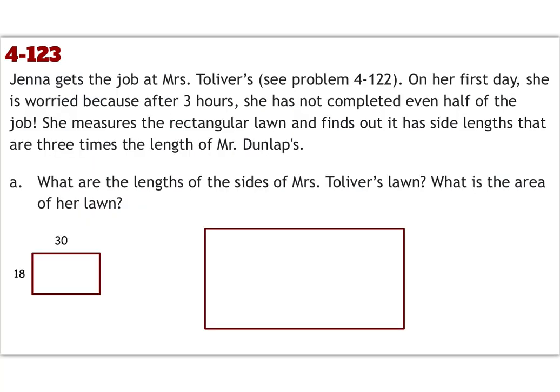Now Jenna gets the job at Mrs. Tolliver's. On her first day, she is worried because after 3 hours, she has not completed even half of the job. She measures the rectangular lawn and finds out that it has side lengths that are 3 times the length of Mr. Dunlap's. What are the lengths of the sides of Mrs. Tolliver's lawn? And what is the area of her lawn? Go ahead and take the time to do this. Go ahead and pause.